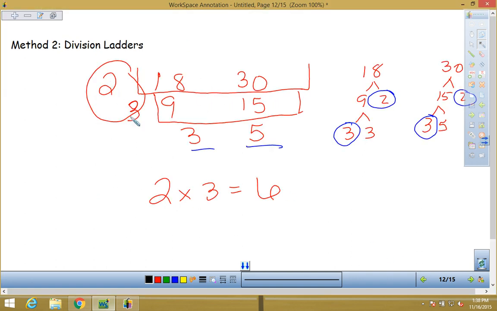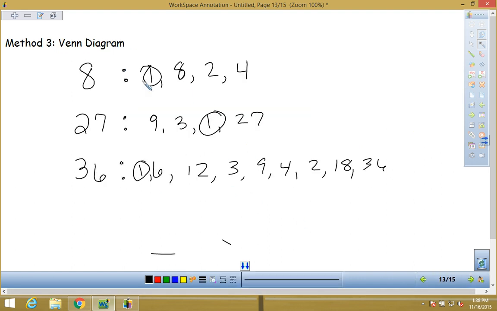Division ladders, you have to multiply these two numbers together. Whether you're looking at putting it in a row like this or putting it into a Venn diagram, you just list the numbers down. There's no multiplying in this method. Okay? Use the method that works best for you. Try a couple of different methods today. Okay? Any questions?